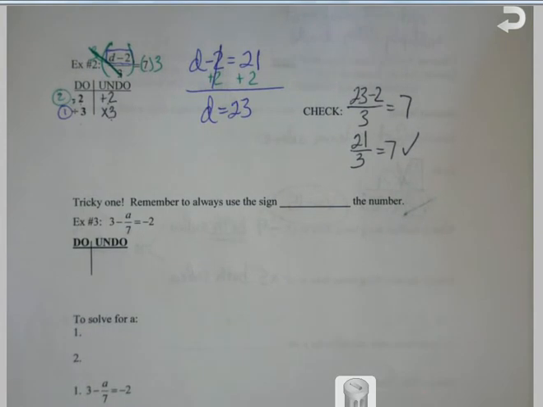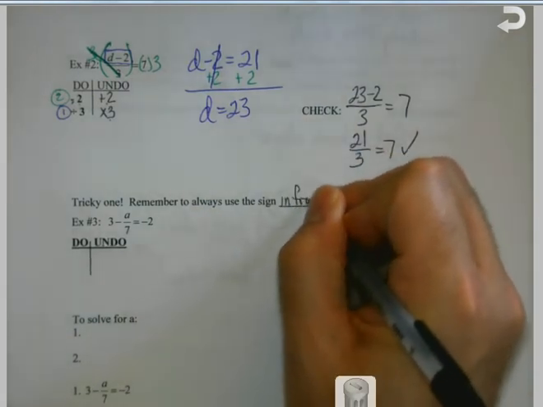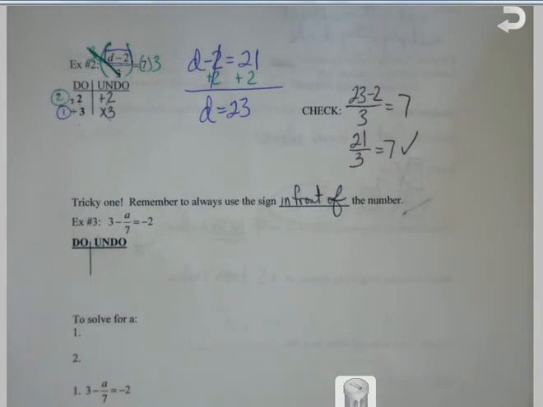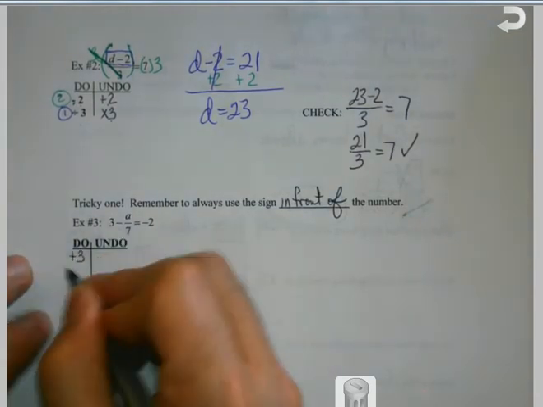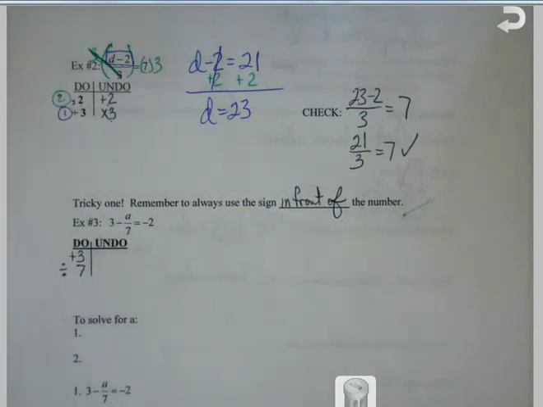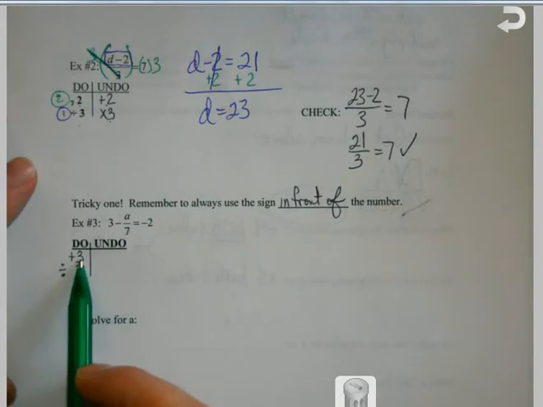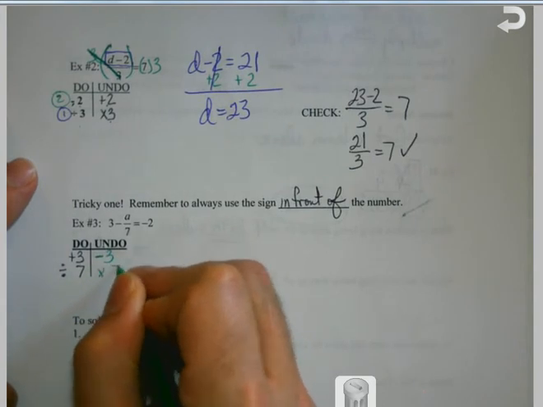So, nothing too bad. But now we're going to get one that's a little bit trickier. When we've got signs here, we always want to use the sign in front of the number. Now we're actually going to rewrite this one. We're adding 3 to a, and we're dividing a by 7, but I'm going to leave a little bit of space here because we may be changing that up a little bit. So how do I undo adding 3? Subtract. And I undo dividing by 7 by multiplying.